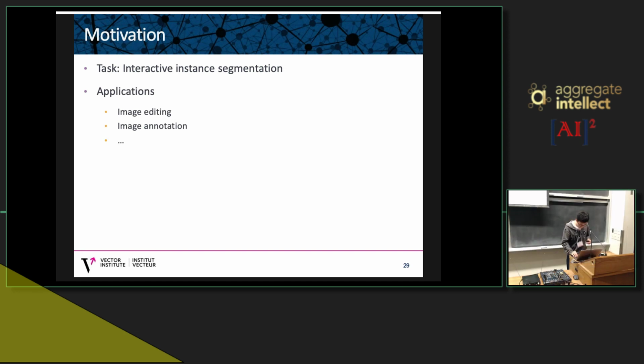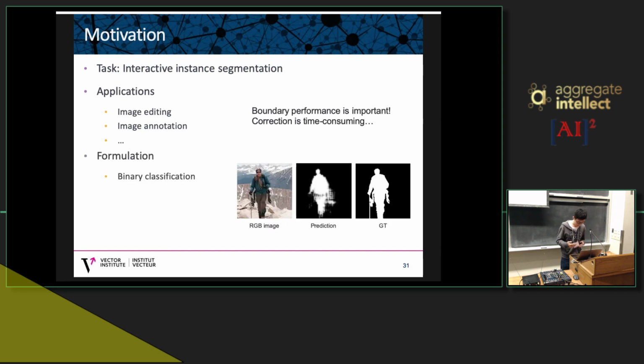From this description, we can see the boundary performance is really important, because if you have a really rough boundary, we'll need piles of effort to correct it. Then we can talk about how to formulate this task.